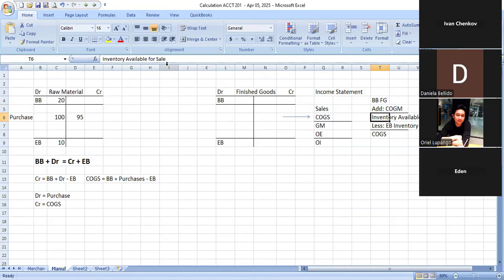Once we manufacture those goods, we're going to have finished goods available for sale. And once we sell those finished goods, once we see what's the ending balance of the finished goods, we're going to see how much is our cost, which we're going to use for our income statement to calculate the gross margin.